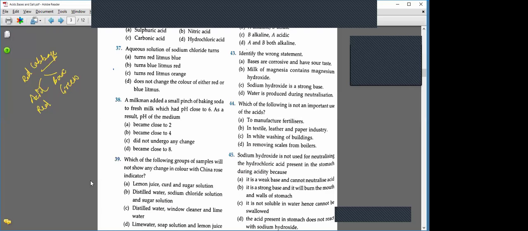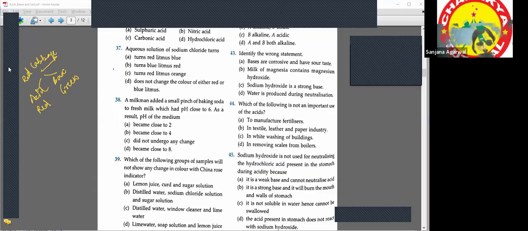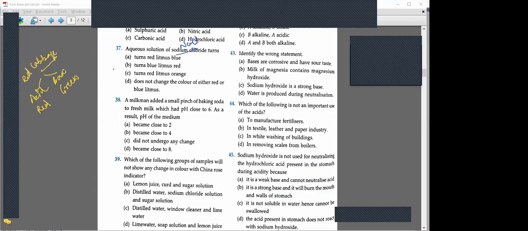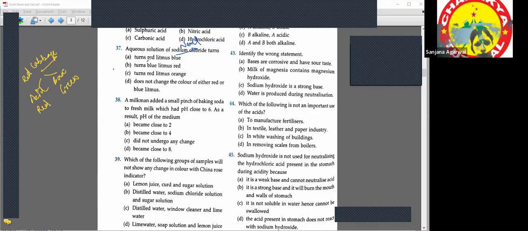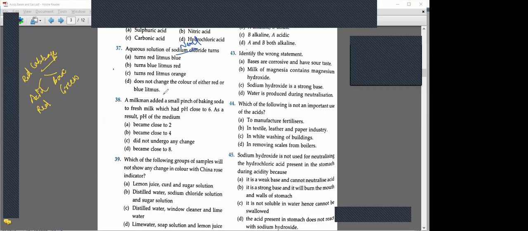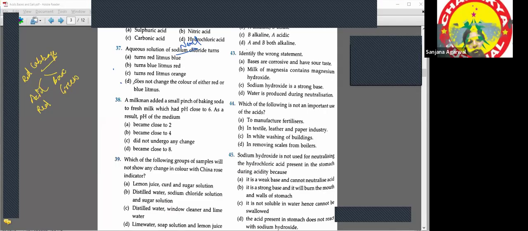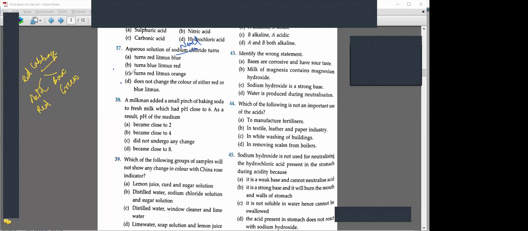Ma'am, sodium chloride means salt, right? Salt, NaCl. Ma'am, the answer is D, I think, the aqueous solution of NaCl. Ma'am, D, because it's neutral in nature, not basic, that's why, right?